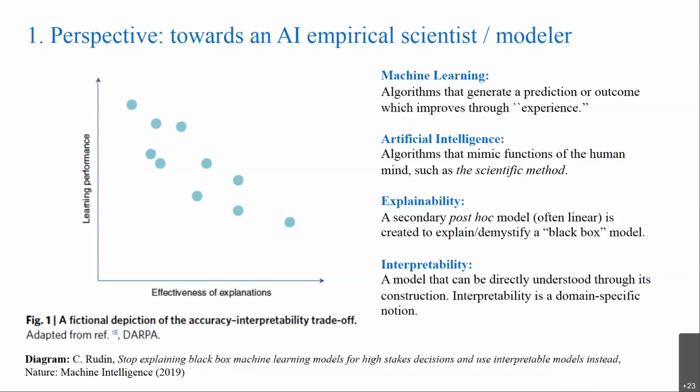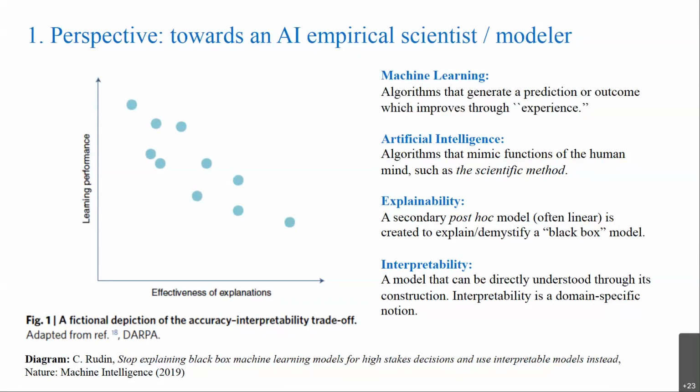And so people generate these secondary post hoc models that sometimes are linear in an attempt to demystify the black box. And to some degree, that raises the question of if you come up with a linear model to explain your machine learning and it works, then why did you do the machine learning in the first place?